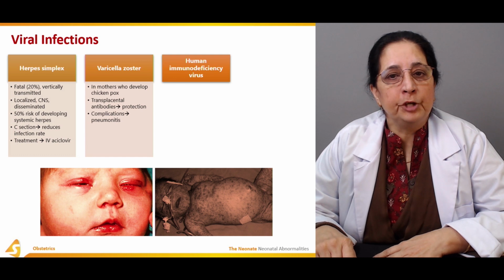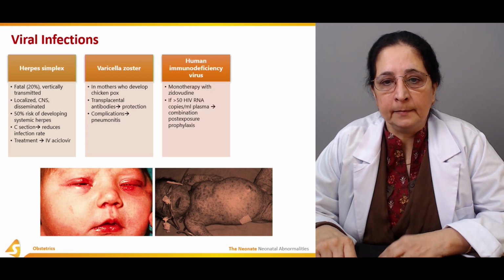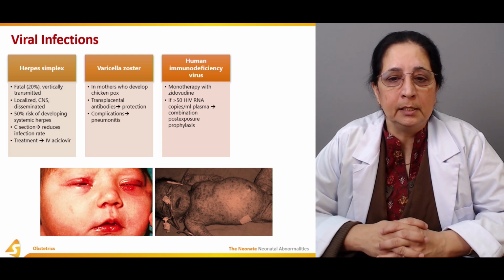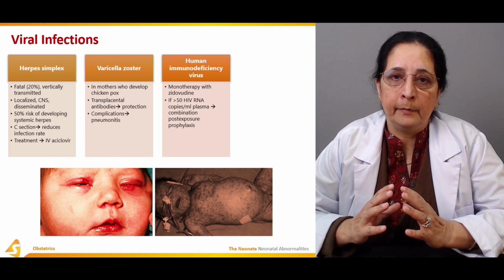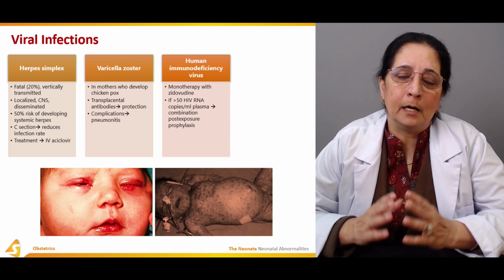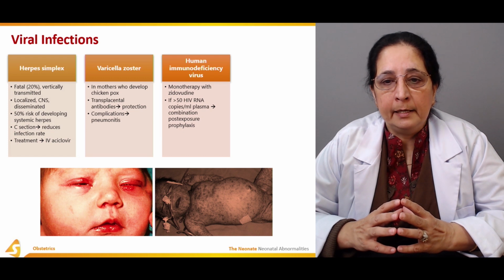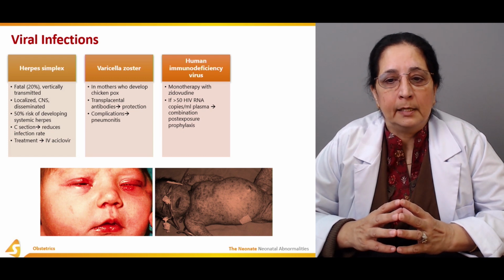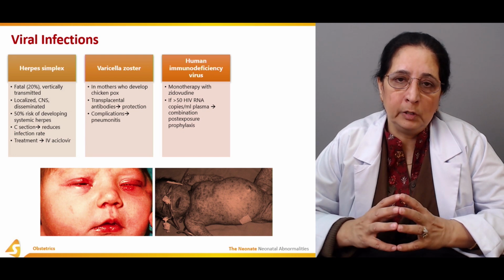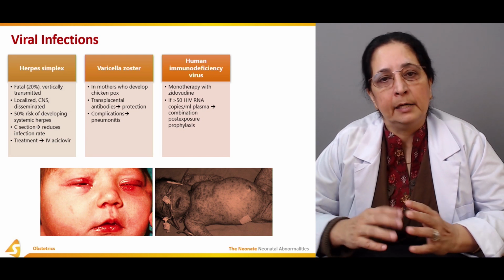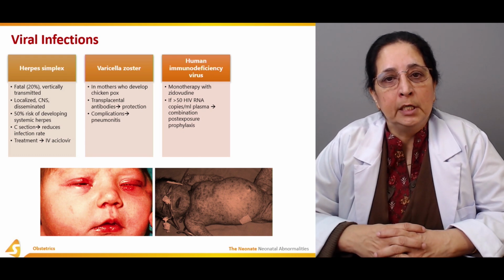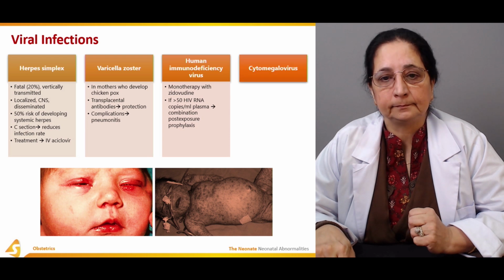Then we have HIV, another infection. Monotherapy with zidovudine is used if the number of HIV RNA copies is not more than 50 per ml plasma. If it is more than 50 per ml, then we should give the combination therapy.